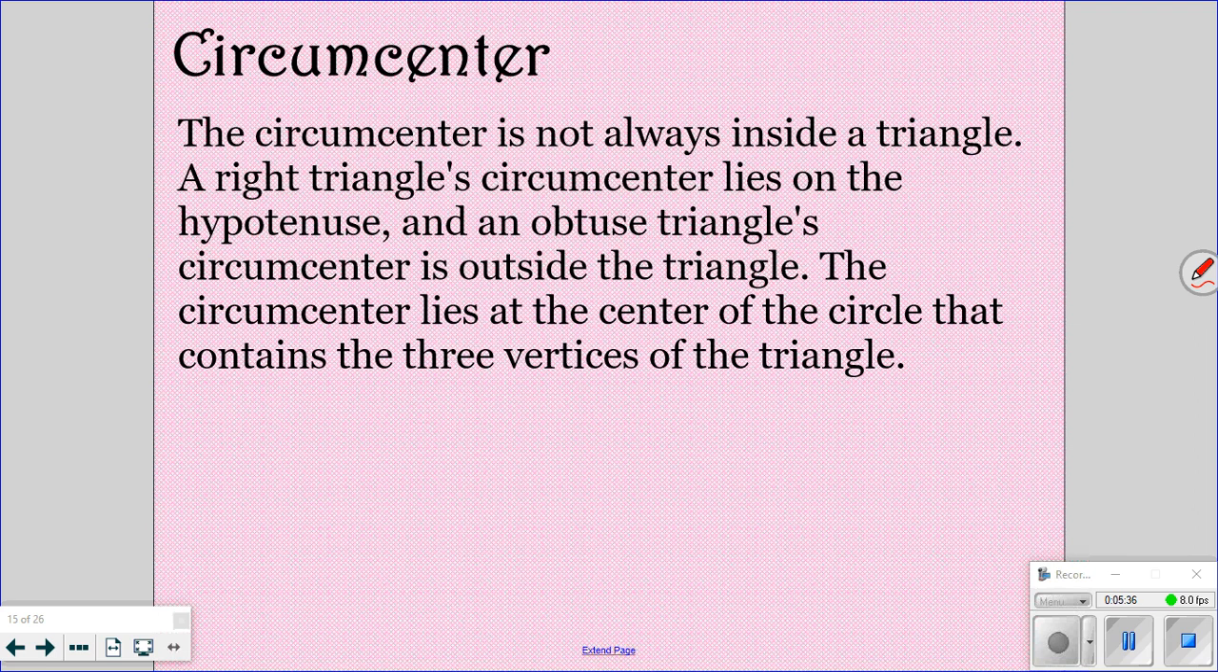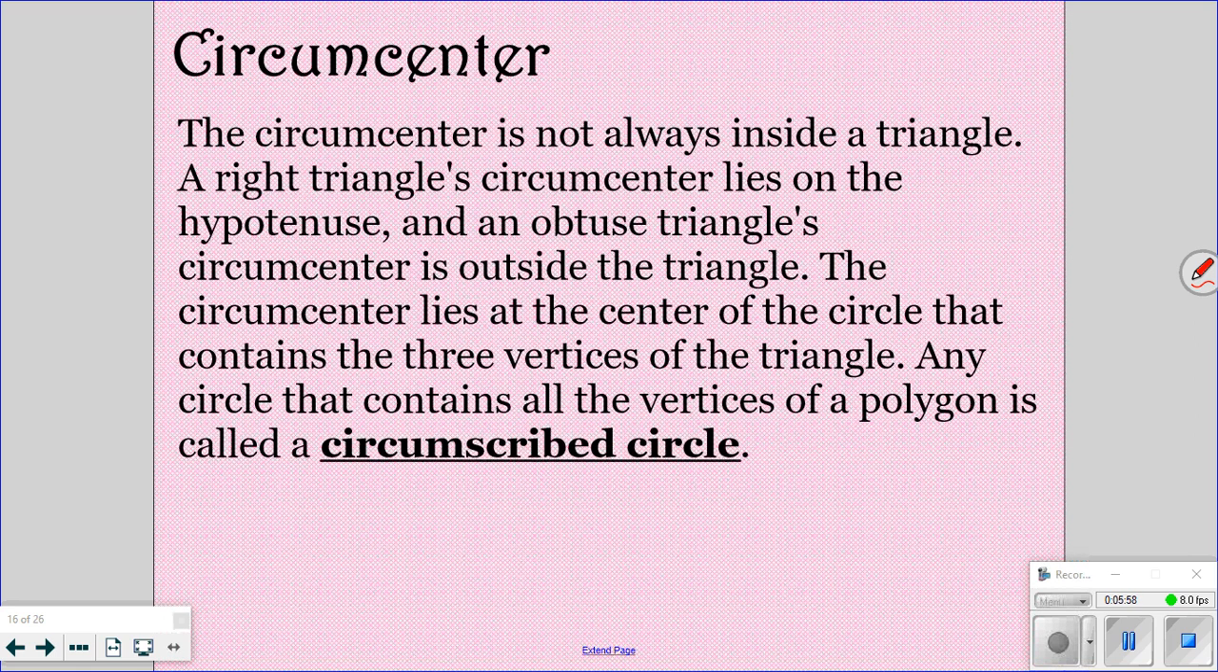The circumcenter is going to lie at the center of the circle that contains the three vertices of the triangle. So if we draw a triangle, and we draw a circle that contains those three, wherever the circumcenter is going to be the center of this circle. So any circle that contains all the vertices of a polygon is called a circumscribed circle. And that's because it is going around the polygon. It's going about it.